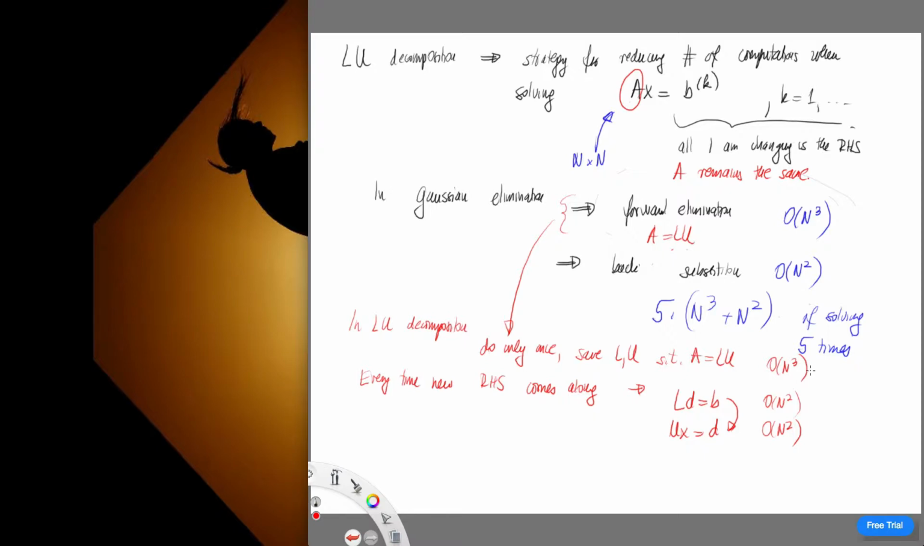So if I'm doing this once, then all I have is n cubed plus, and then I'll do this 5 times for 5 different systems, right? 5 times 2n squared, if solving 5 different times for 5 different B's, or right-hand sides. So in terms of number of operations and therefore the time that it takes, this is way less than this.